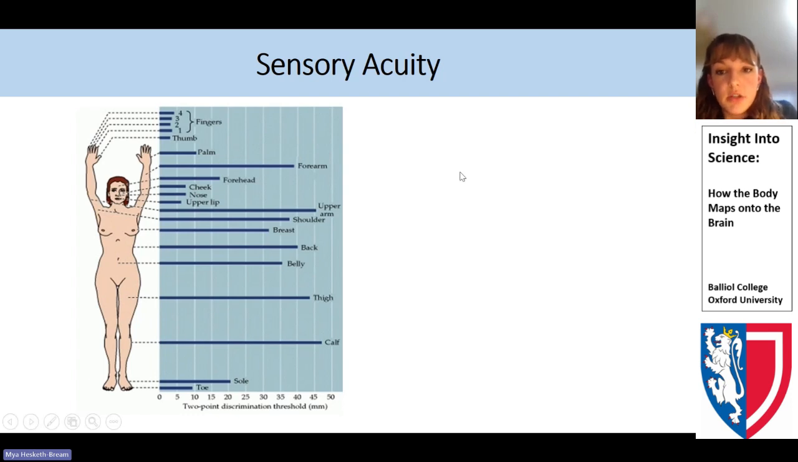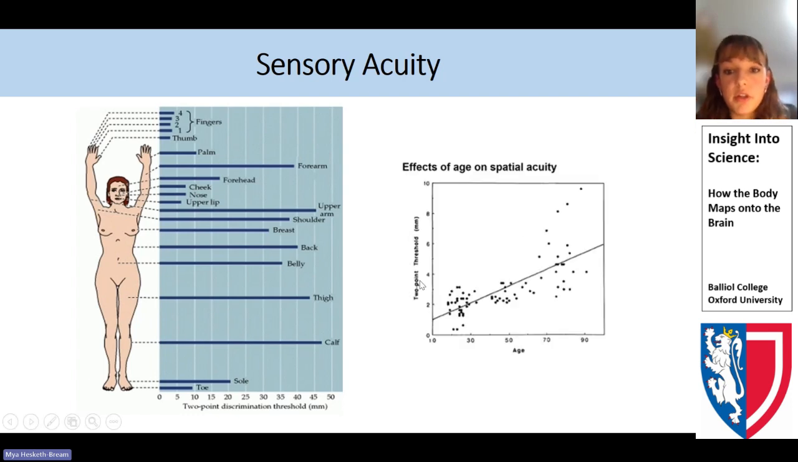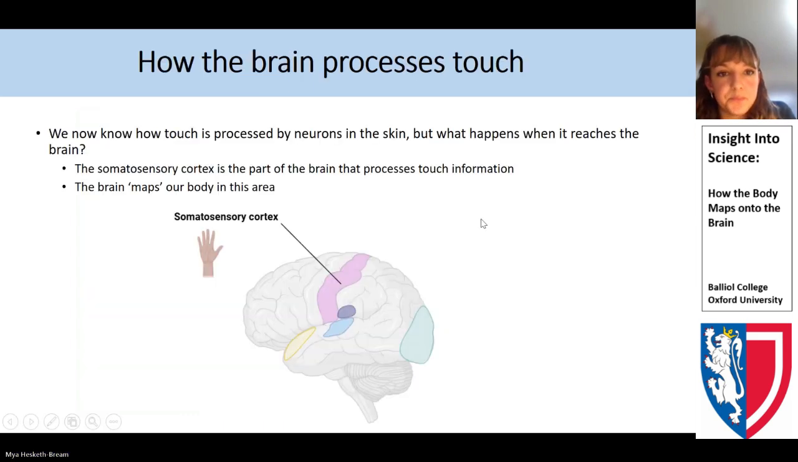Sensory acuity also changes with age. The threshold increases as you age, so you actually get less able to distinguish between 2 different points as you get older, which is quite interesting. Okay, so we've now looked at how touch is represented by the skin, by these mechanoreceptors, but what happens when it reaches the brain? As we've said, the somatosensory cortex is the part of the brain that processes this information, and the brain maps our body into this area.